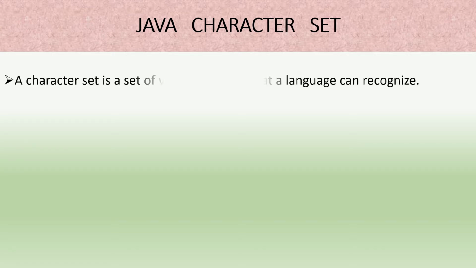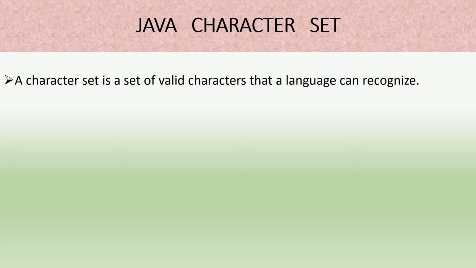Before understanding Java's character set, it should be clear to you what a character set is. A character set is a set of valid characters that a language can recognize. That means every language has its own character set. The English language has its character set in which 26 alphabets are included. That means the English language includes 26 alphabets only in its character set.